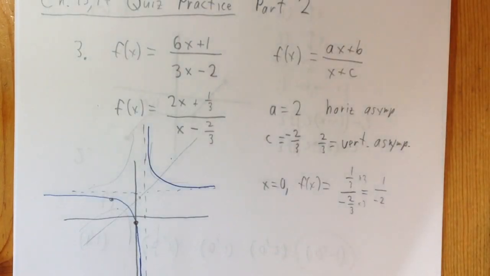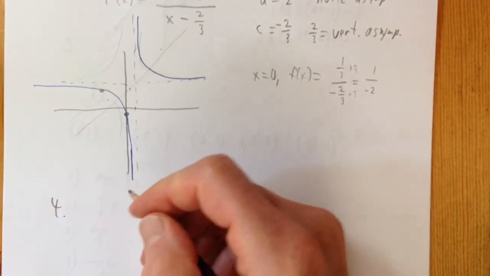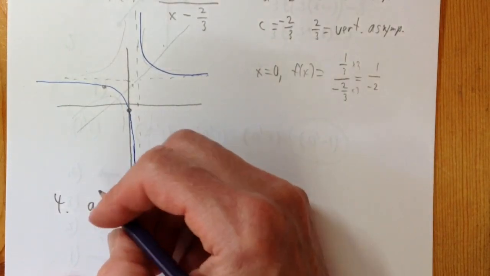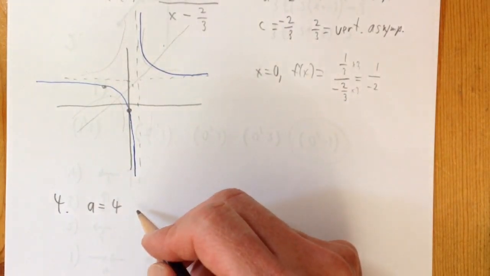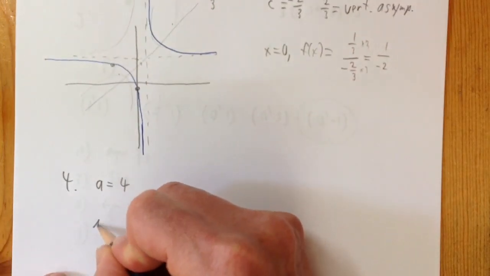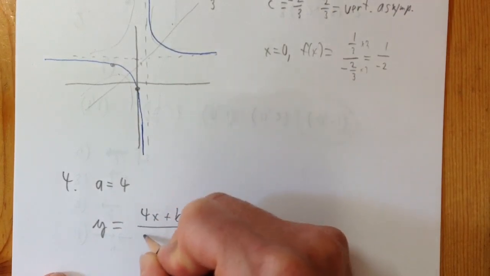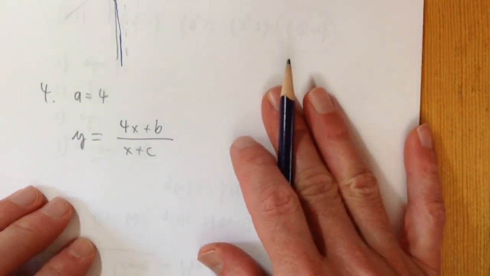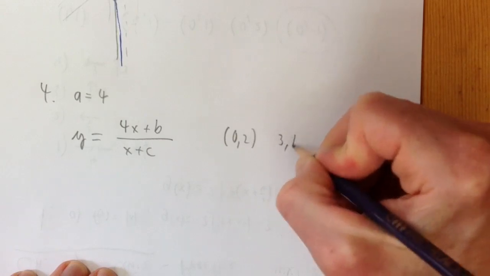Then number 4 says find a linear to linear function whose graph has a horizontal asymptote. Horizontal asymptote means you know what A is. A is equal to 4, so y equals 4, and then the graph passes through those points. So right away we know that our function looks like this: y is A, which is 4x plus b, divided by x plus c. We need to know b and c, which means you need to know two things, but you're given two things. You're given the point (0, 2) and the point (3, 1).